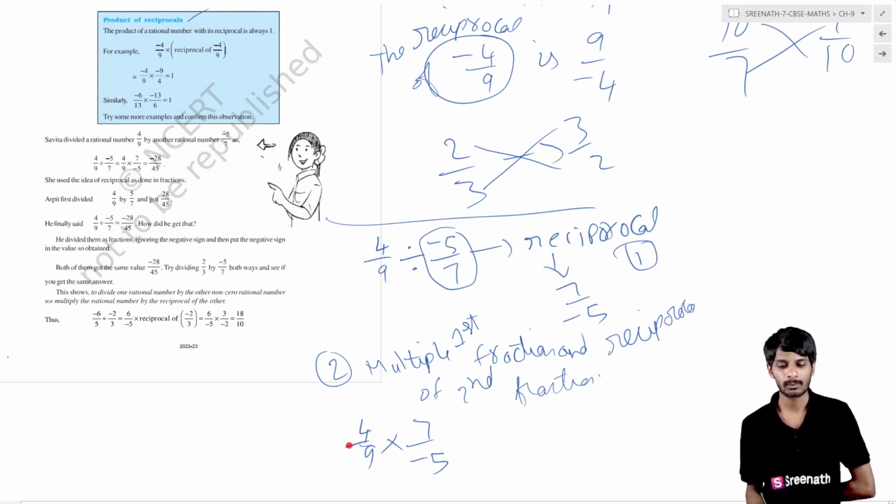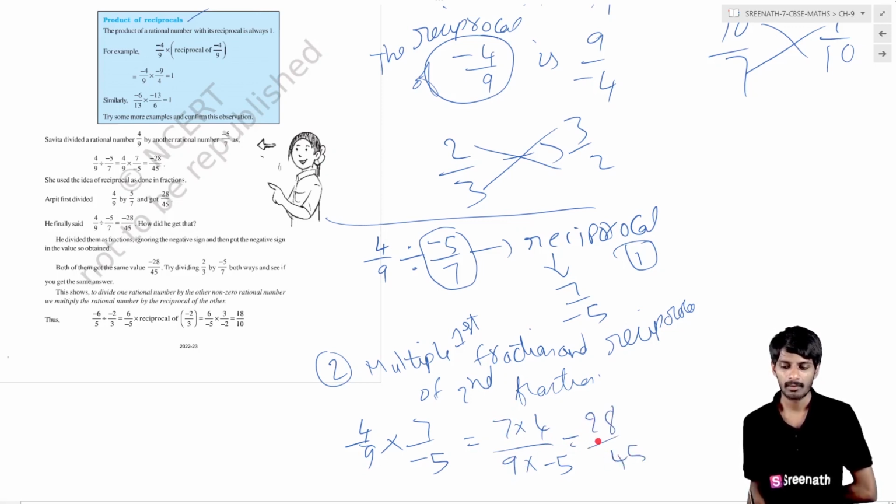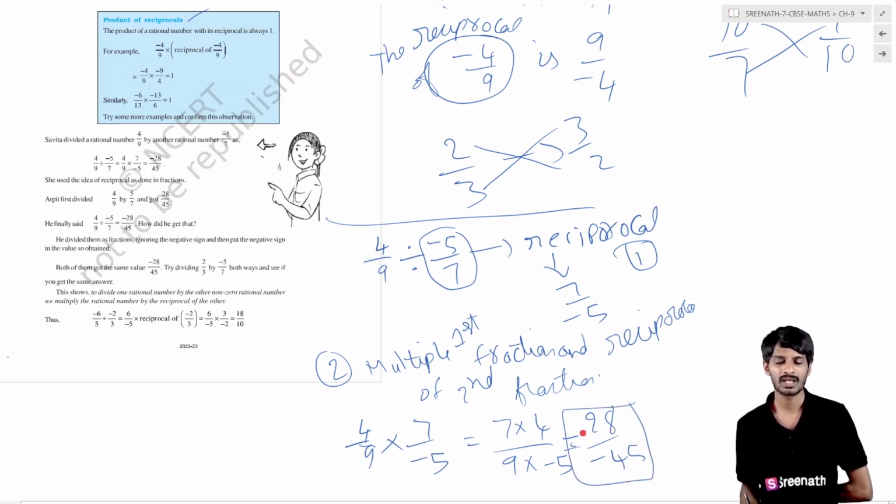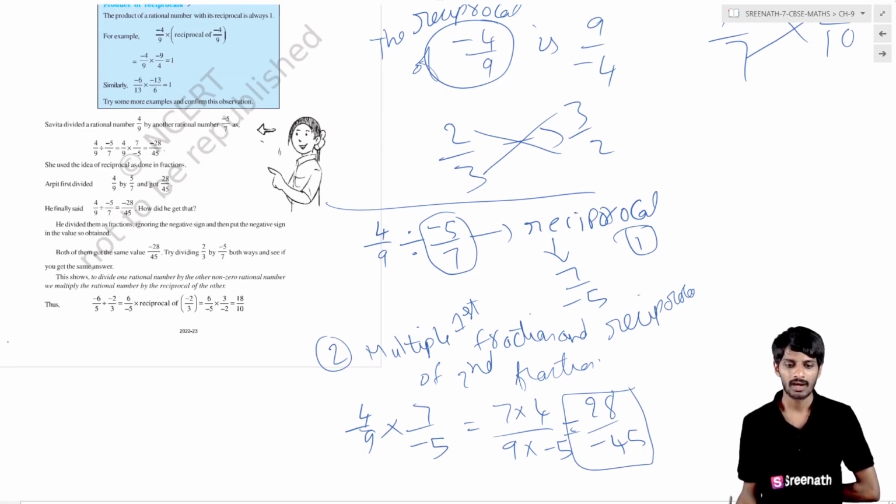We know how to multiply two fractions. It is very simple. Multiply the numerators, that is 7 into 4, divided by the product of the denominators, that is 9 into minus 5. 7 fours are 28, and 9 minus 5s are minus 45. So that is 28 by minus 45. That is the answer. You can take this minus symbol to the numerator. This is the simple way you have to do while dividing rational numbers.